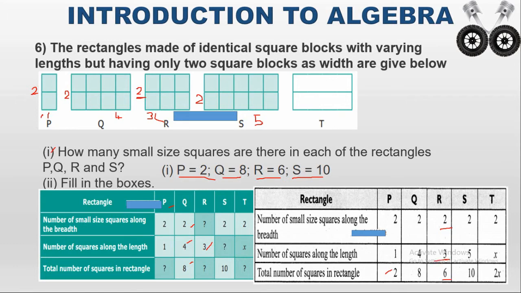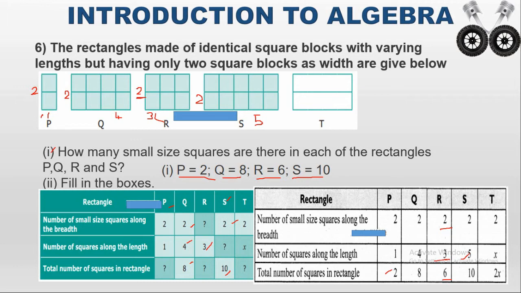Then for the rectangle S, the total number of squares along the breadth is given as 2. Then the number of squares along the length is not given, we have to find it. The total number of squares in the rectangle is given as 10. That means you have to divide 10 by 2. So that is 10 divided by 2. The answer is 5. Otherwise, from the figure you can find the number of squares present in the length is 5. You can write it as 5.